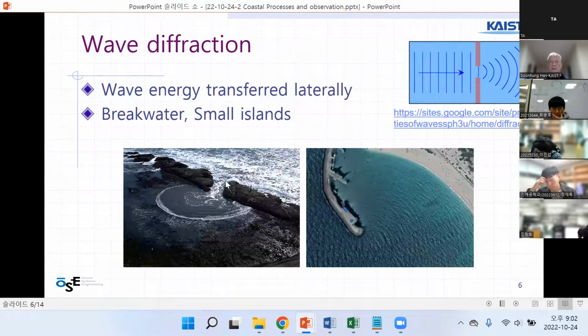Diffraction, because of the opening, there is an opening between rocks. The water changes direction, so it looks like this. And energy, here you see this diffraction phenomena. Laterally, a breakwater or small island gives you, at the end of these piers, water diffraction, so the change of direction there.